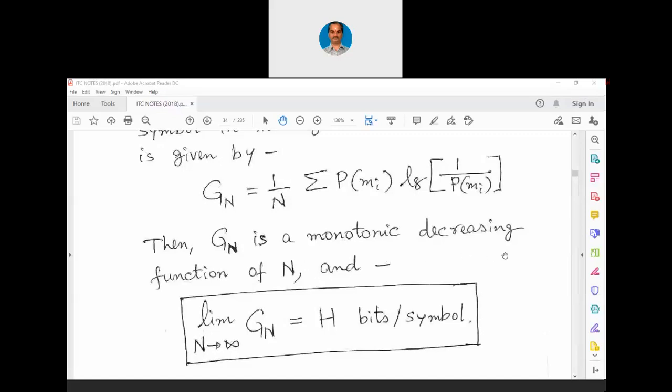So Gn is a monotonic decreasing function of n. The limit of n tending to infinity of Gn is nothing but H bits per symbol. H bits per symbol is the amount of entropy that is emitted, right? It is basically the entropy of the source, which we can calculate using the tree diagram. Now Gn is considering the length of the sequences, which we did not consider in yesterday's example.